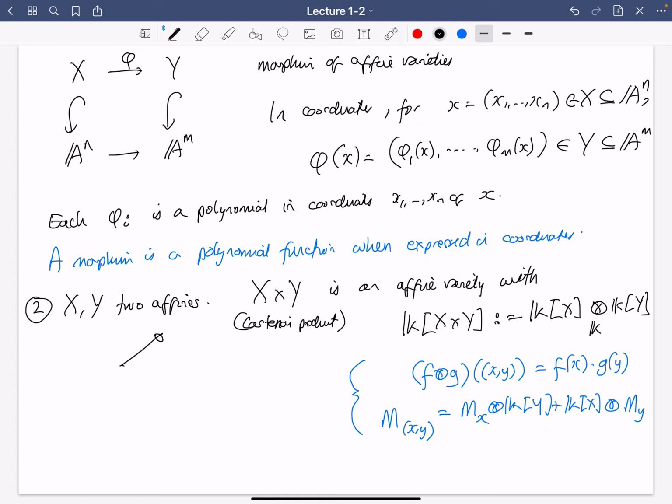In fact, and this shouldn't be a big surprise, the tensor product of algebras is the coproduct in the category of commutative k-algebras, and the category of affine varieties is really just the dual category. So in fact this definition that I've just given gives the product in the category of affine varieties.